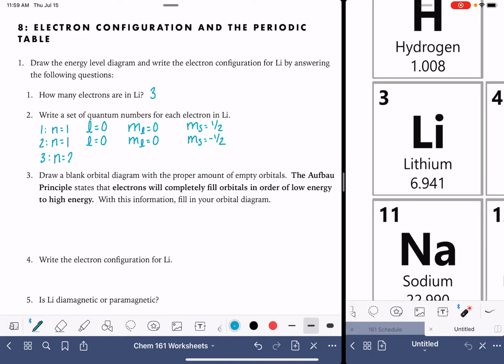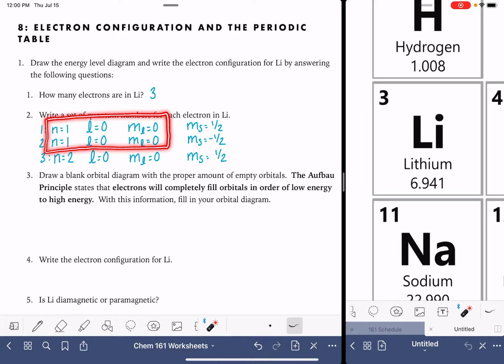Next, we're going to draw a blank orbital diagram. Alex refers to these as box diagrams. In the blank orbital diagram or the box diagram, we use a box or a line to represent every orbital. An orbital is indicated or given to us by the first 3 quantum numbers. So any electron that has identical n, L, and M sub L, the first 3 quantum numbers, is going to be represented on this diagram by either a single box or a blank line.